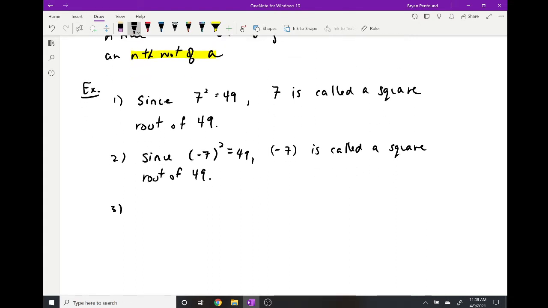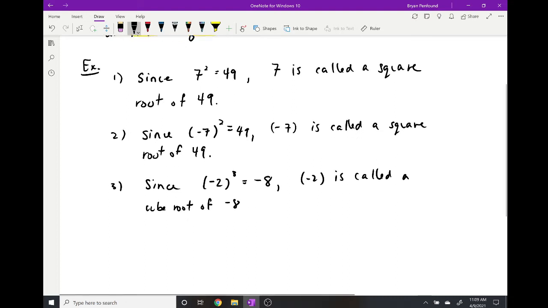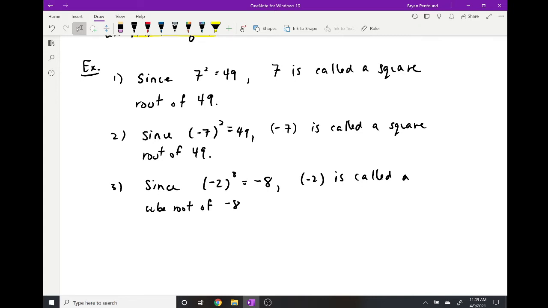Now we could go into higher nth roots. Typically the second root of a number is called the square root, and typically the third root of a number is called a cube root. So let's do an example here of a cube root. If we take the number negative 2 and we multiply it by itself 3 times, a negative times a negative times a negative, we're going to end up with negative 8. So we could say here that negative 2 is the cube root of negative 8. Hopefully that gives you some idea.